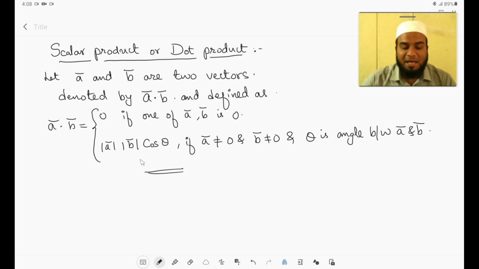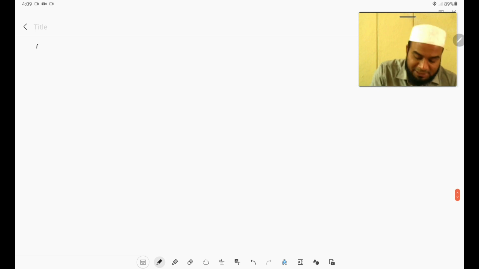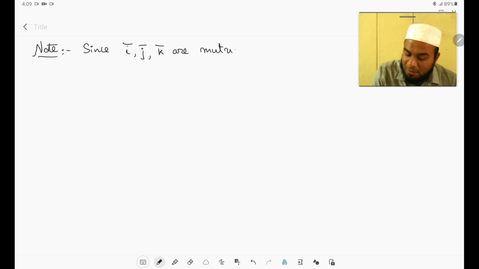Now we will consider i, j, k. What will be the dot product of these unit vectors? We know that i bar is along the x-axis, j bar along the y-axis, and k bar along the z-axis. We will consider this under a note. Since i, j, k are mutually perpendicular, meaning they are perpendicular to each other.